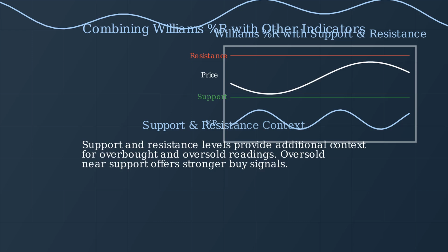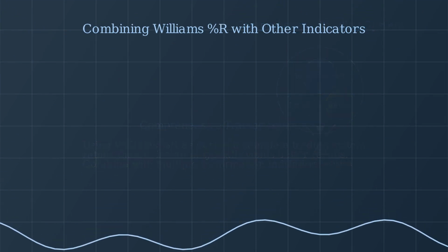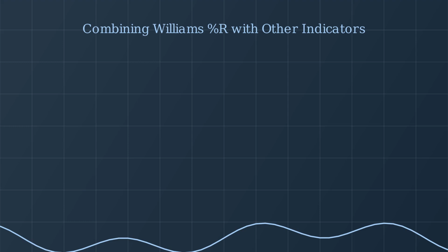Support and resistance levels provide additional context for overbought and oversold readings. Reversals near these levels are often more reliable. Using Williams-Cent-R as part of a comprehensive trading system rather than in isolation typically yields better results. By combining Williams-Cent-R with multiple confirmation indicators, traders can develop more reliable trading strategies.